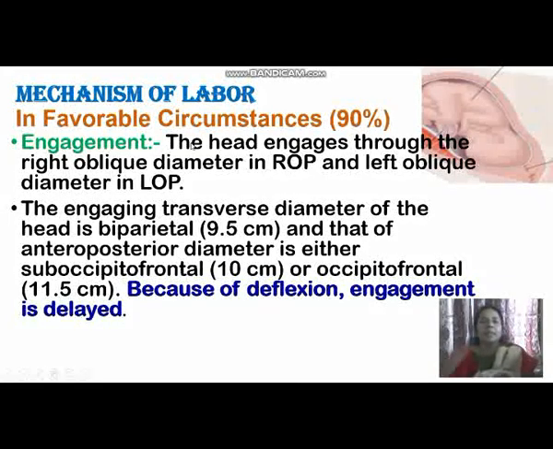Then we can see the mechanism of labor. In favorable circumstances, you already studied the normal mechanism. So in favorable circumstances, the head is engaged through the right oblique diameter. I am showing the right oblique diameter. I am holding my baby in the left hand, and I already showed you the video, so you may be seeing the video. I am holding the baby in my left hand and the pelvis in my right hand.